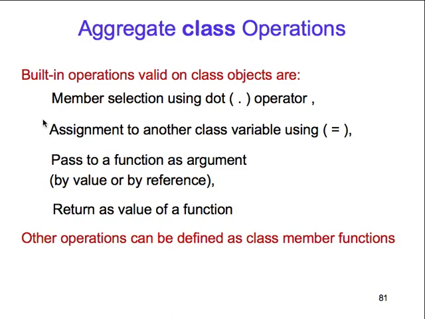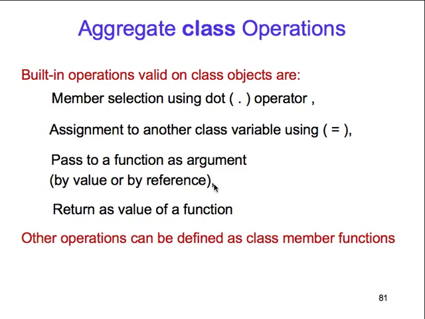We have some aggregate class operations that we can perform. So we have built-in operators that are valid on class objects, as we've seen. The member selection. So the member selection using the dot operator, or in our case of the pointers, we also have the line and the arrow. And the assignment to another class. So we can use the equals to assign an instance of one class to an instance of another class to reassign. We can pass to a function as an argument as well, by value or by reference. And we can return as a value of a function.